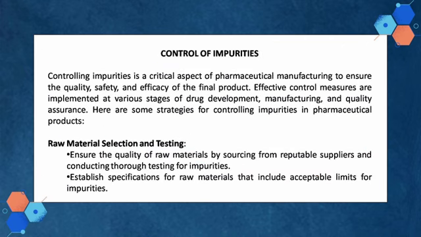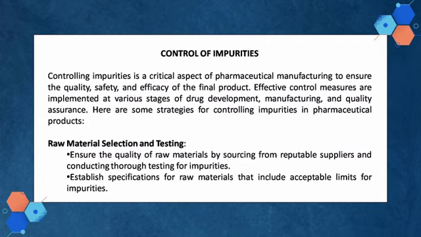Last is control of impurities. Controlling impurities is a critical aspect of pharmaceutical manufacturing to ensure the quality, safety, and efficacy of the final product. Effective control measures are implemented at various stages of drug development, manufacturing, and quality assurance. Here are some strategies for controlling impurities in pharmaceutical products.